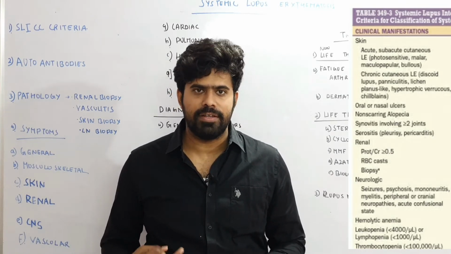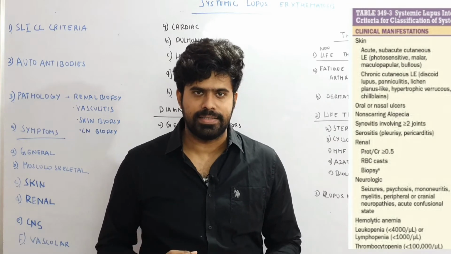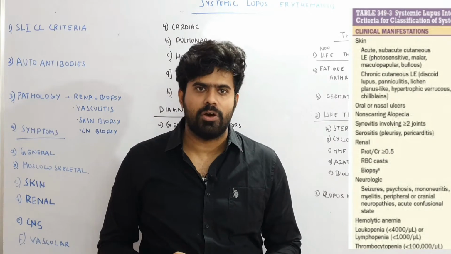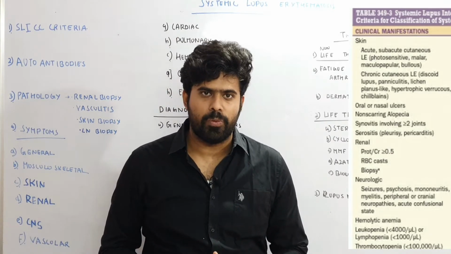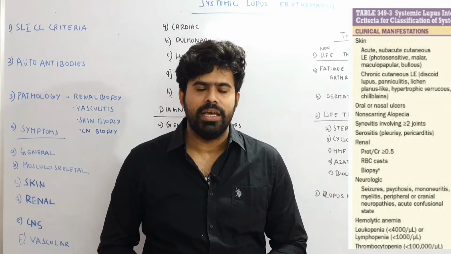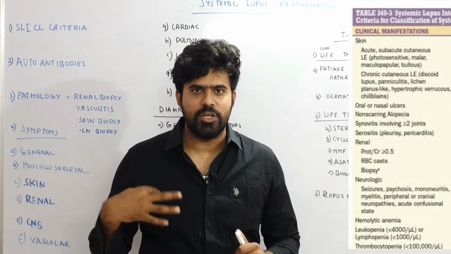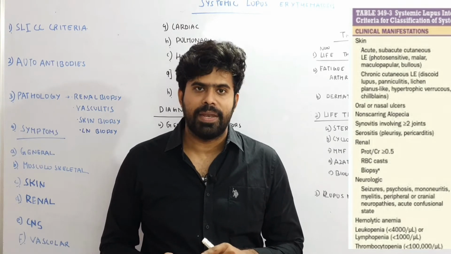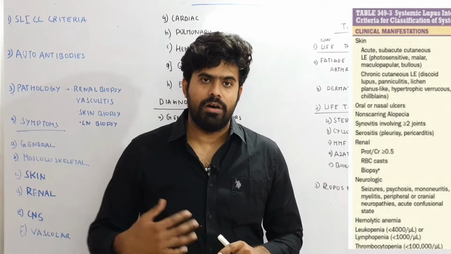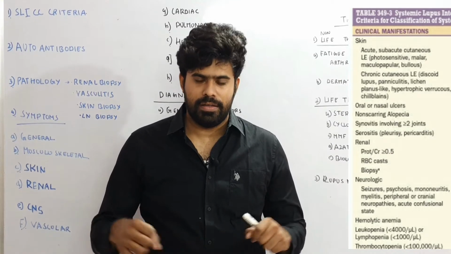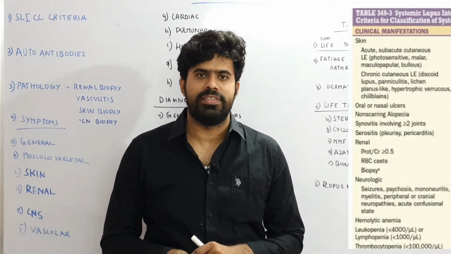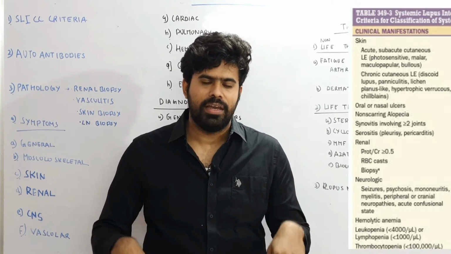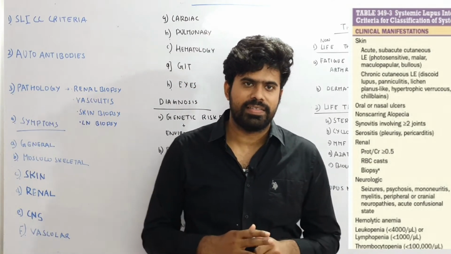Second one, he will have evidence of oral or nasal ulcers. Third one will be the evidence of non-scarring alopecia or scarring alopecia. That is the third point. The fourth point will be evidence of any serositis in the form of pleuritis, pericarditis. Or there can be evidence of synovitis, more than two joints. Synovitis means inflammation of the joints, can have wrist pain, knee pain, joint pains. These findings can be there.